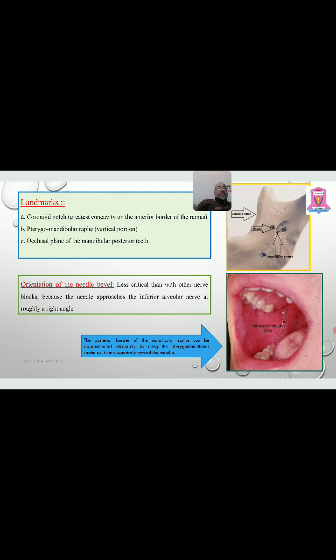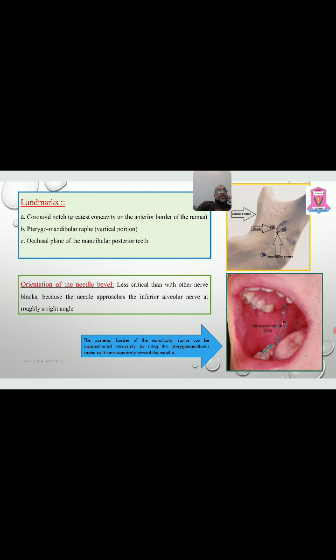What are the landmarks? The coronoid notch, the greatest concavity on the anterior border of the ramus, the pterygomandibular raphe, vertical portion, and the occlusal plane of the mandibular posterior teeth. If someone gets these three points right, the injection will be right.